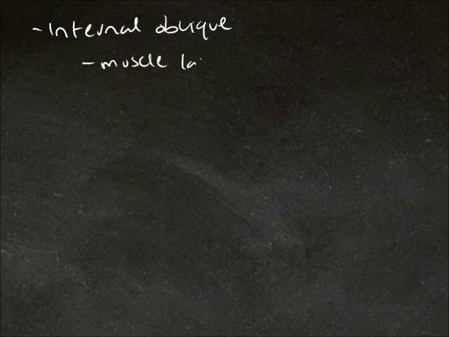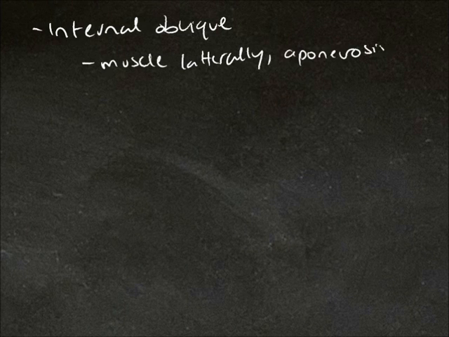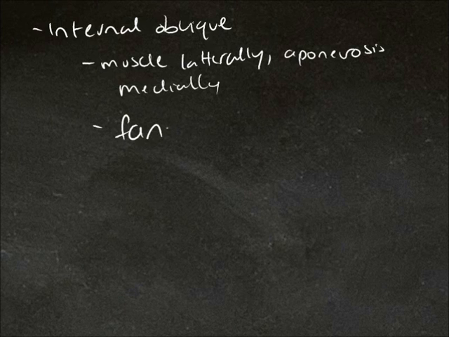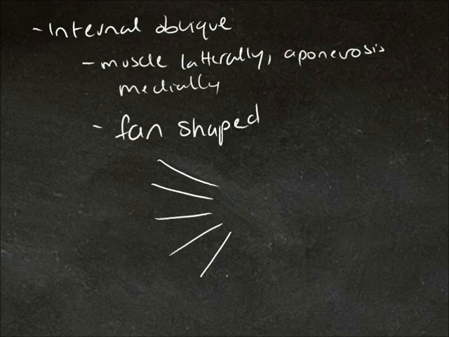Okay, next we'll do the internal oblique. And this is muscle laterally and aponeurosis medially. This muscle is fan-shaped. So the fibers are extending from all directions.